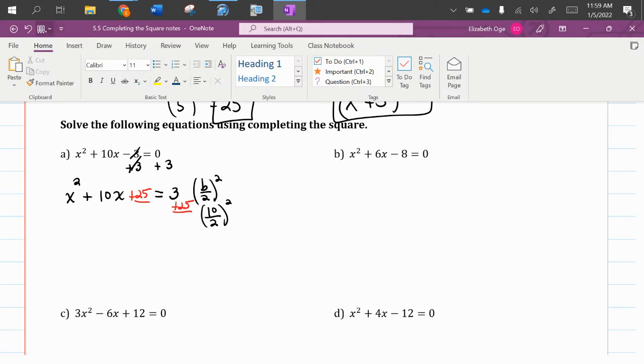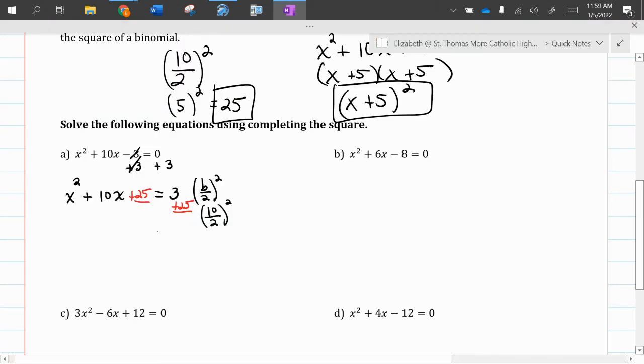Okay, let's keep going. We've got x squared plus 10x plus 25, which I can factor. So I'm going to factor it next. And it's going to be x plus 5 times x plus 5, which we're going to write just like we did from the examples above, x plus 5 squared equals, and on the other side, I have 3 plus 25, which is 28.